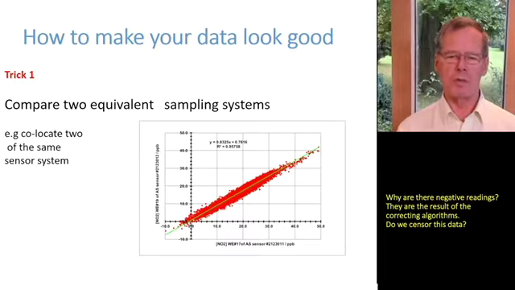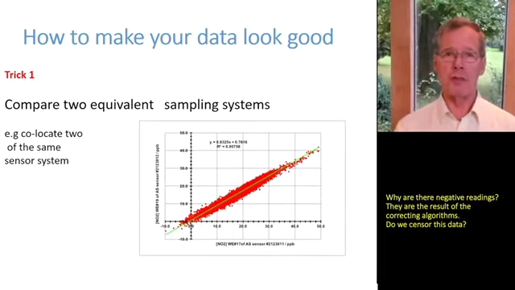Here, for example, is data of electrochemical NO2 sensors, and they are both effectively the same sensor technology, measuring co-located at the same time in the same location, and guess what? You get an incredibly good R squared of 0.95. That shows that the sensors are repeatable with each other. It doesn't show the true quality of the data relative to a reference system.